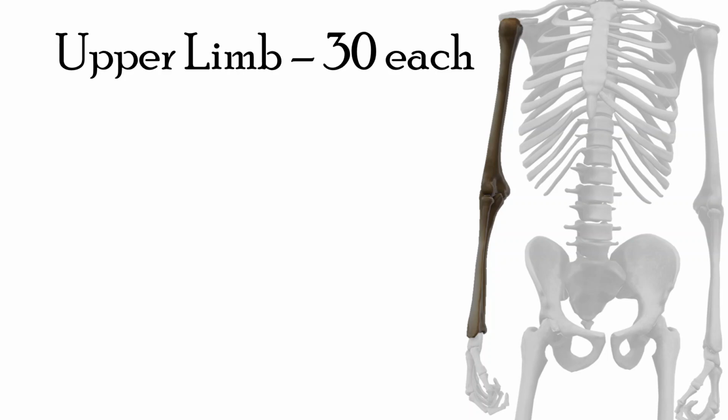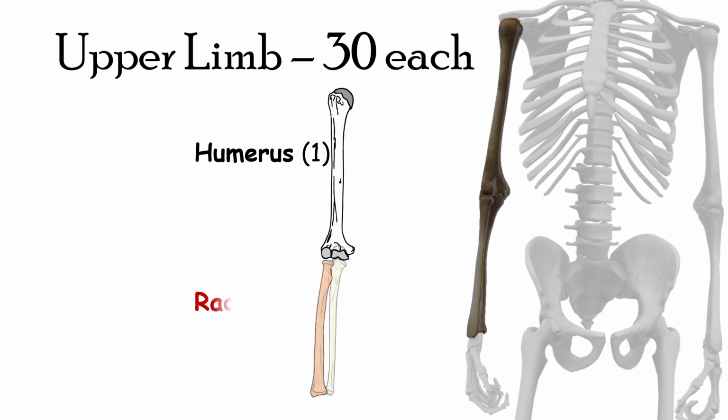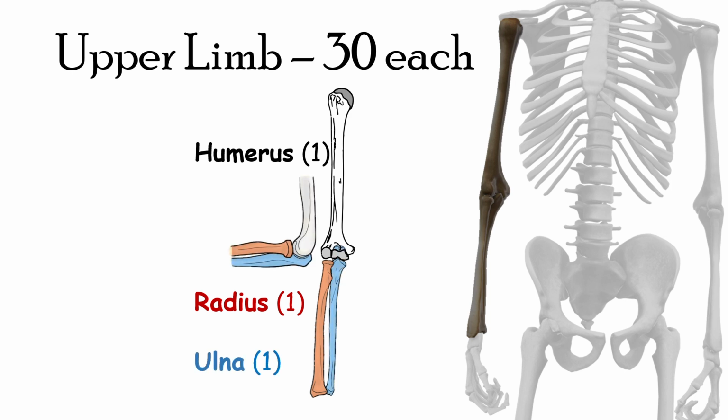Each upper limb has 30 bones. Humerus forms upper arm and supports arm movement. Radius allows for rotation of forearm and supports hand movement. Ulna stabilizes forearm and forms elbow joint.